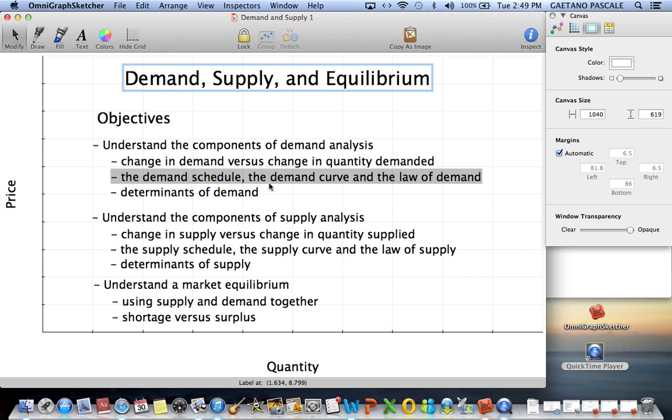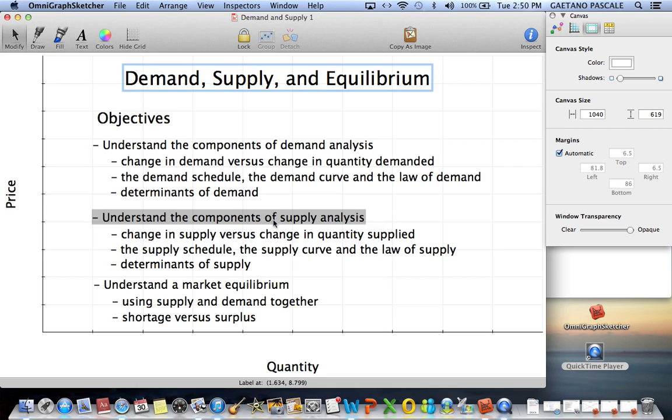We will take a look at what is a demand schedule, what is a demand curve, and what is the law of demand. So these are all important things to understand. And then we will take a look at determinants of demand. These are items outside of price that influence the demand for a particular product. In particular, we're going to take a look at a few items, including income, the price of related goods, people's tastes and preferences, and people's expectations about the future. What you expect to occur in the future has an impact on your demand today.